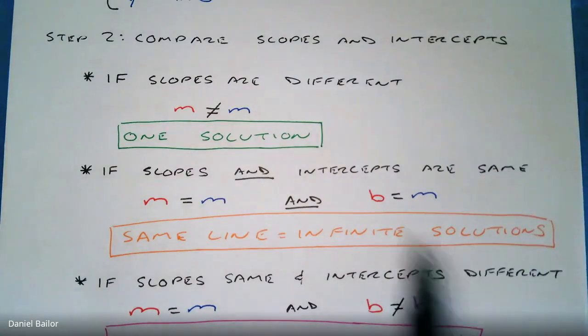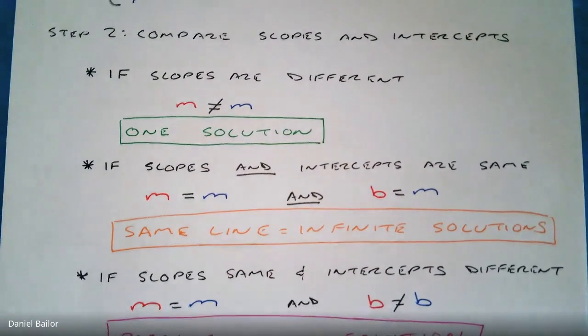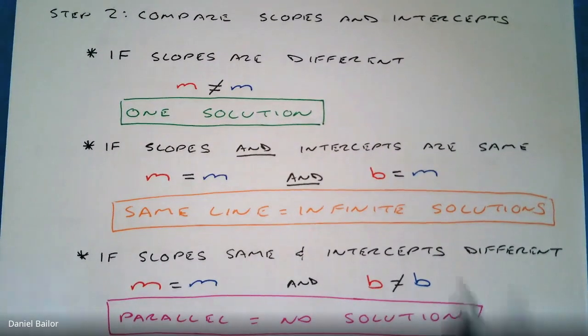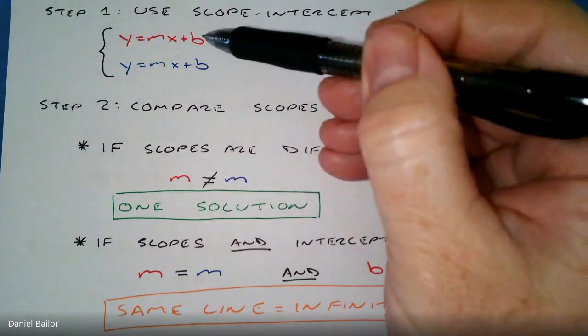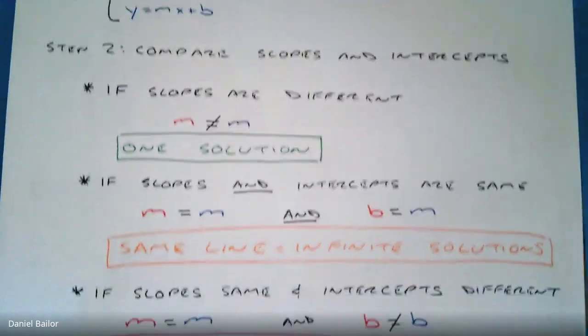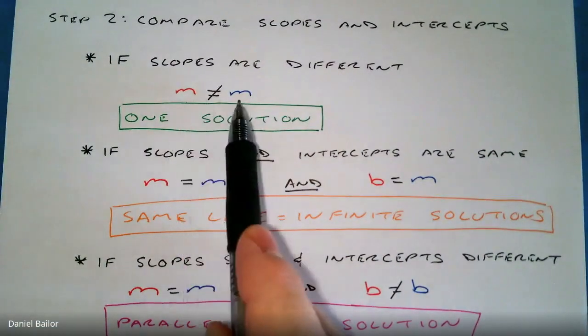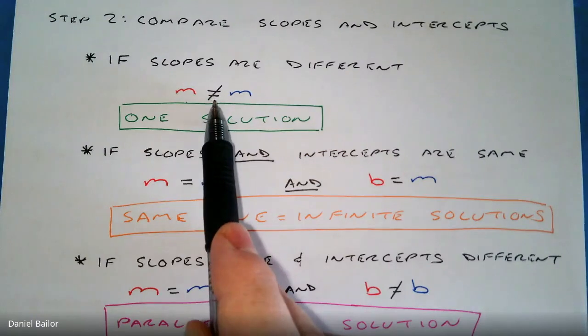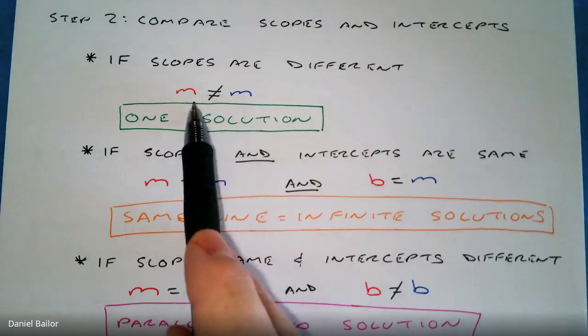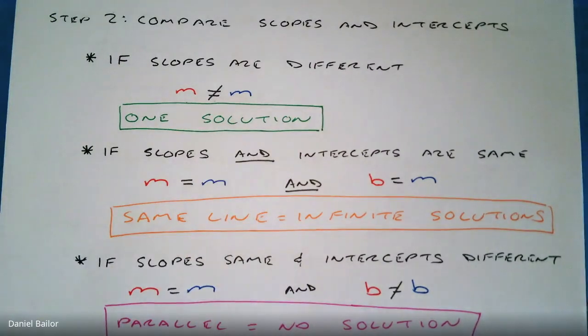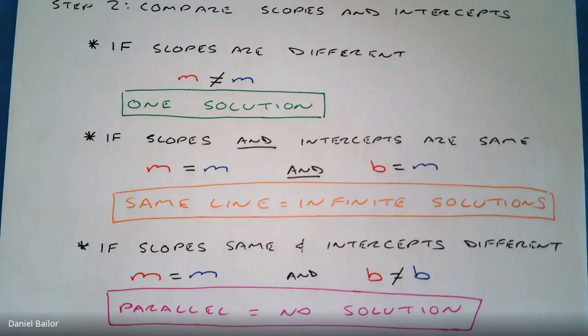And I have a little chart here. Compare your slopes and your intercepts. If the slopes are different, like right here in my 2 equations, I have the red equation and the blue equation. If the red slope and the blue slope are not the same, if they are different, automatically that means there is one solution. If the slopes are different, there is one solution. And that might be the fastest one to find. That's why it's first on my list. Different slopes means one solution. It's that easy.